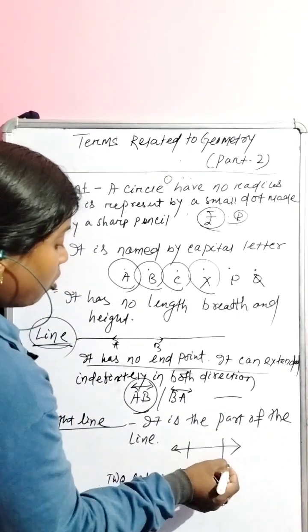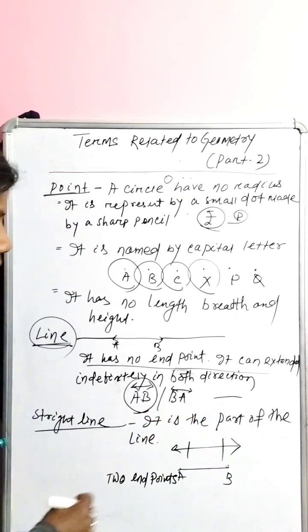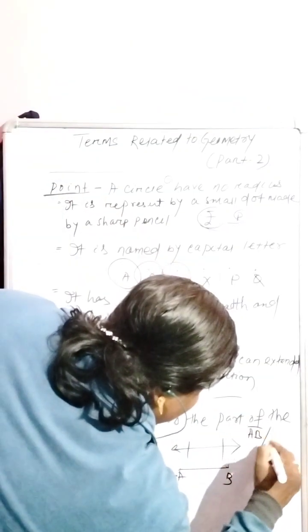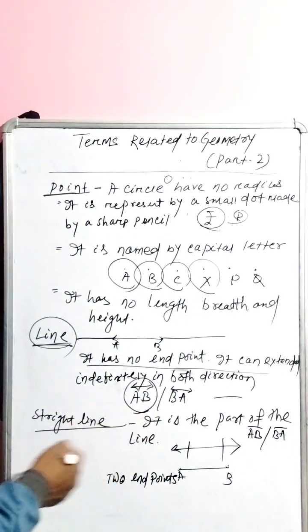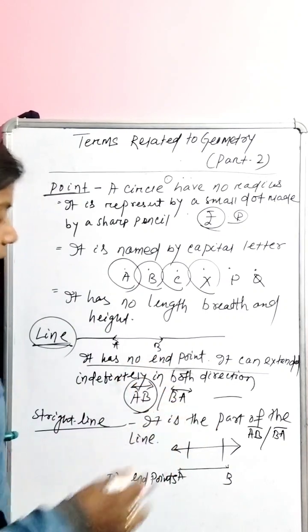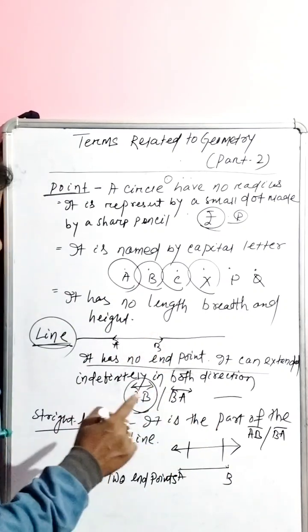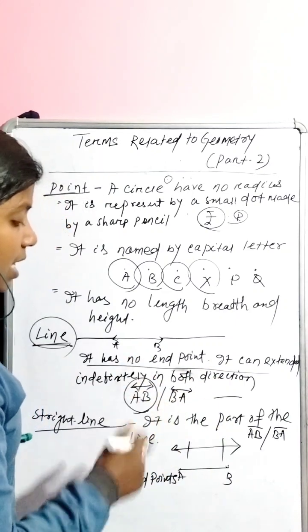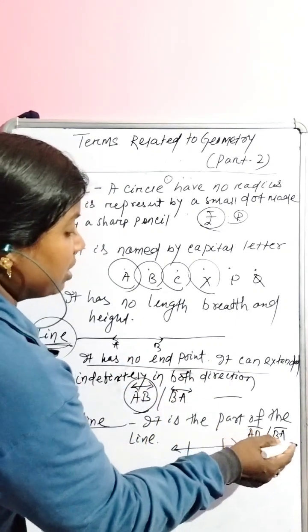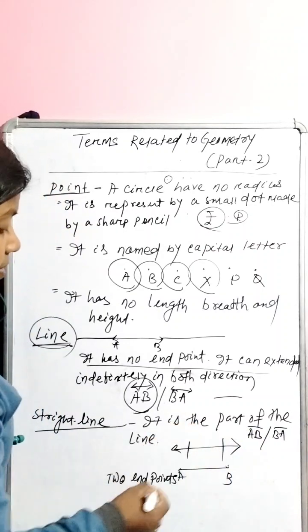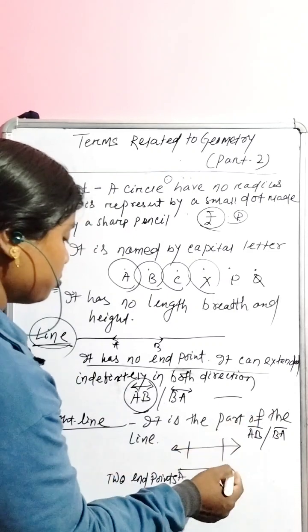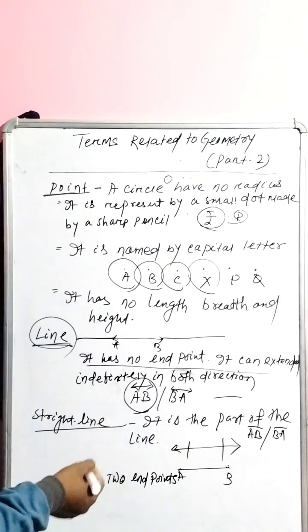Then we can draw it on a piece of paper. We can represent it as line AB or BA. So a straight line is the part of a line which has two end points and a fixed length. We can represent it as AB or BA. A is the starting point and B is the ending point, and in reverse, B is the starting point and A is the ending point.